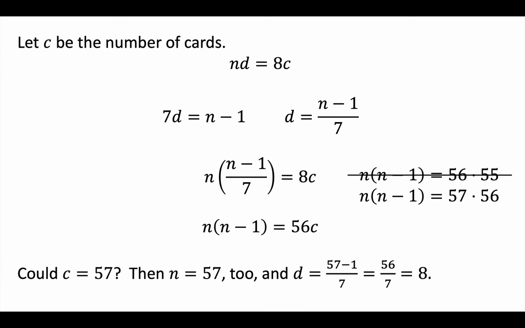And does D check out? Well, D was n minus 1 over 7. 57 minus 1 over 7 is 8. Every image would appear 8 times. Is this it? Did we stumble upon it?